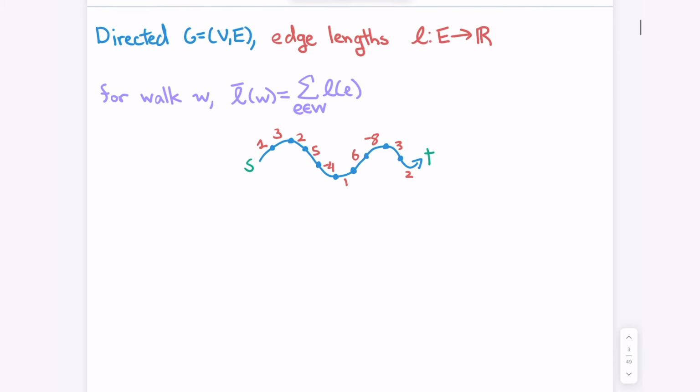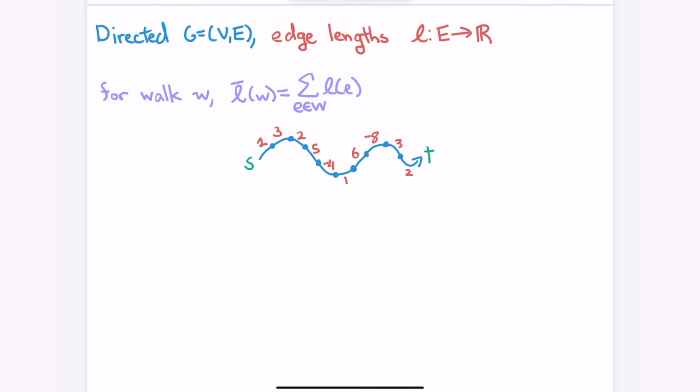Let me quickly do some definitions. In addition to the unweighted setting, we'll also do weighted settings with edge lengths. It won't really come up today, but they could be negative numbers too. Today we'll focus on non-negative numbers or just the unweighted case. So this would be a path from S to T, and what do these numbers add up to? 11? So this is a walk of length 11.